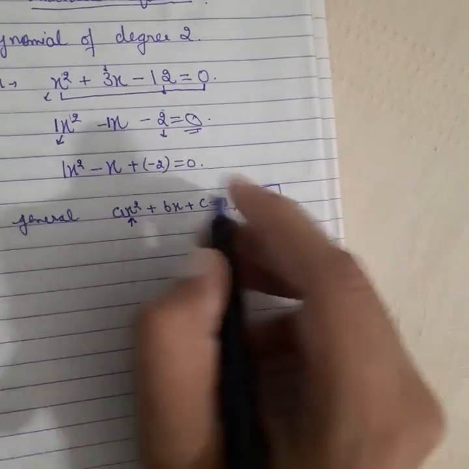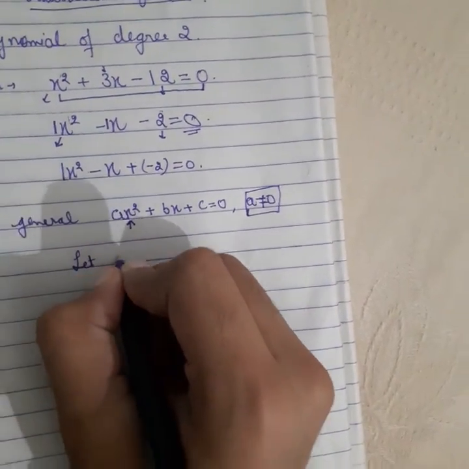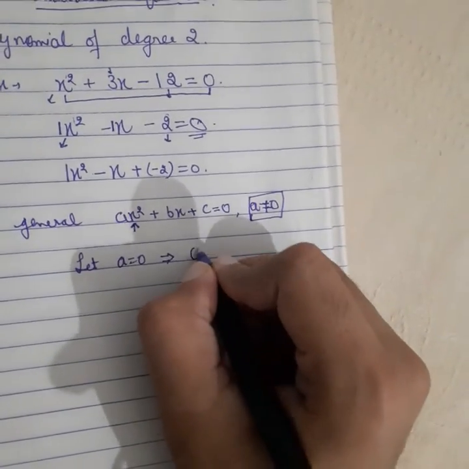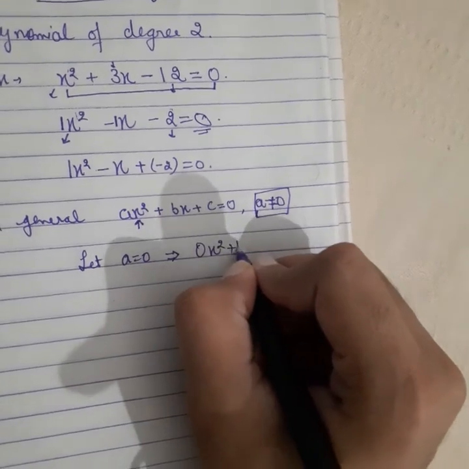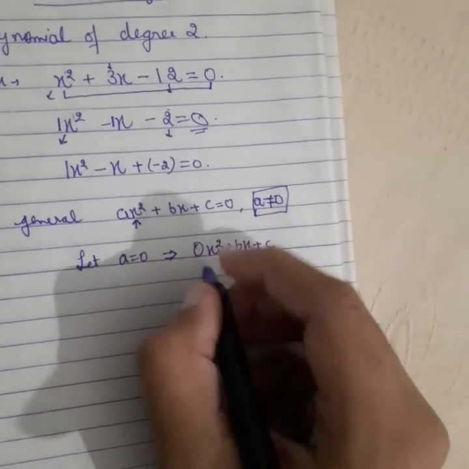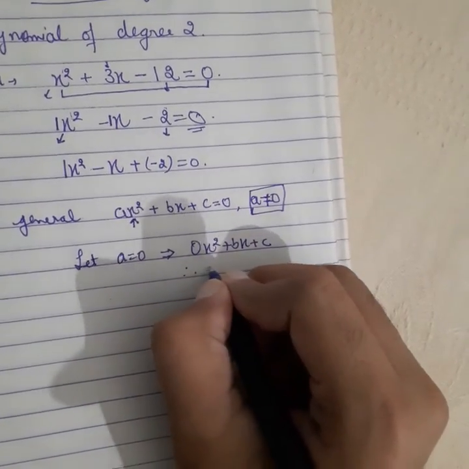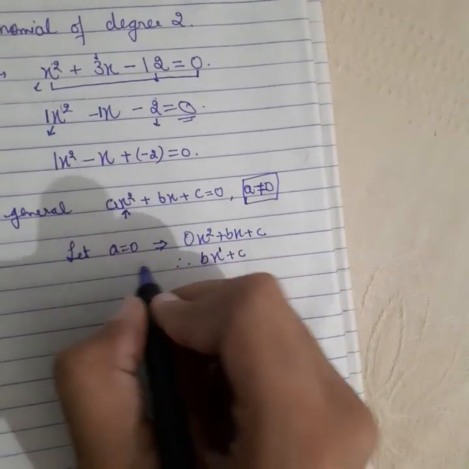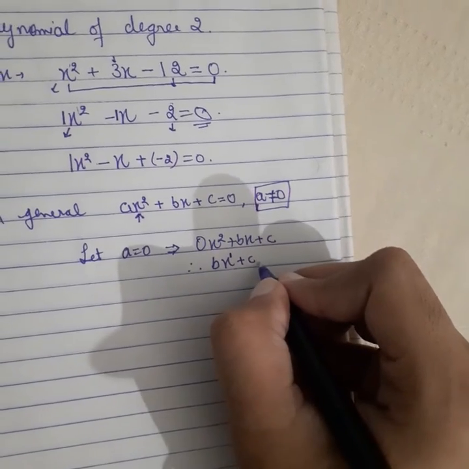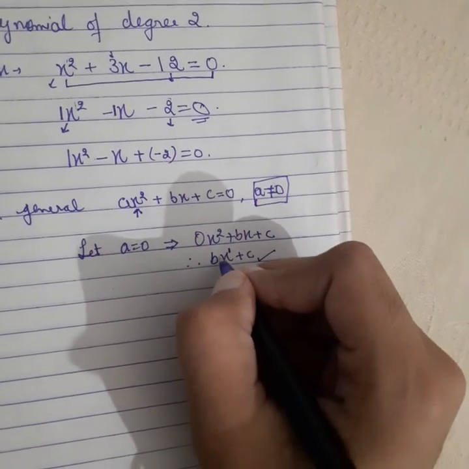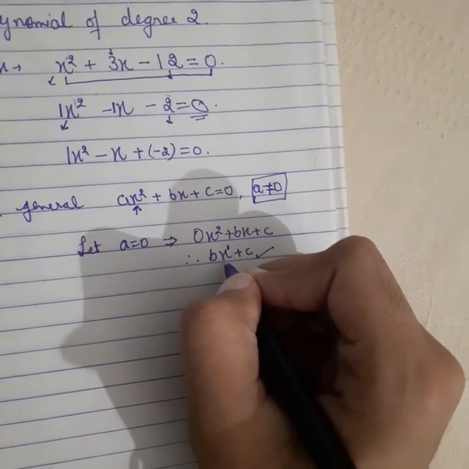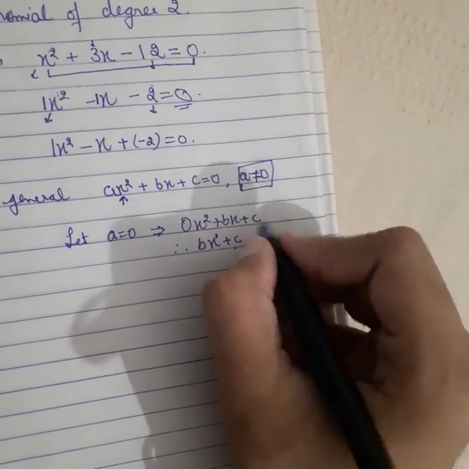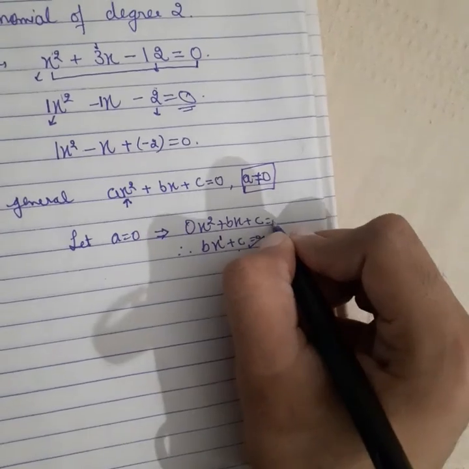If a becomes 0, let a is equal to 0. This implies 0x square plus bx plus c, therefore bx plus c. Now as we put a is equal to 0, this becomes the linear equation, as the highest degree or highest power of x is 1 in this equation. It has to be like this, bx plus c is equal to 0.